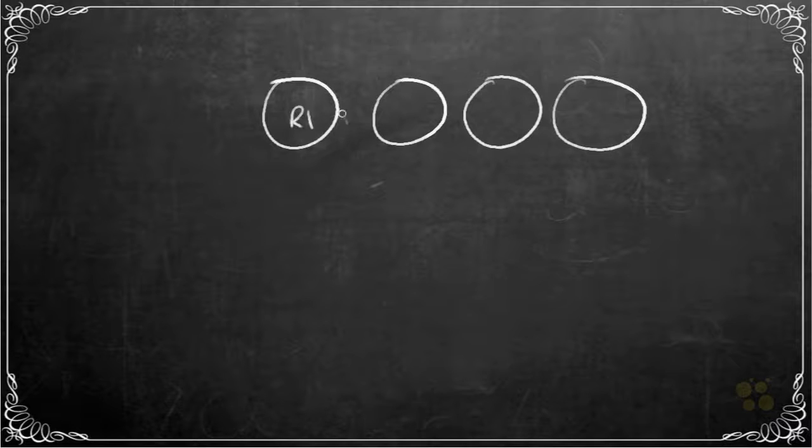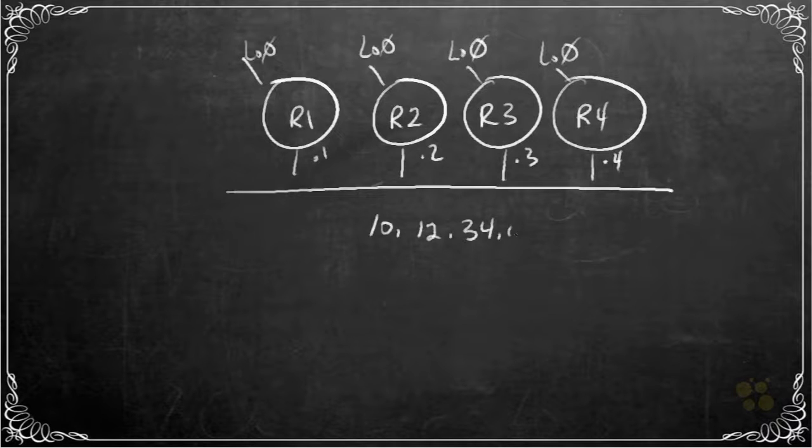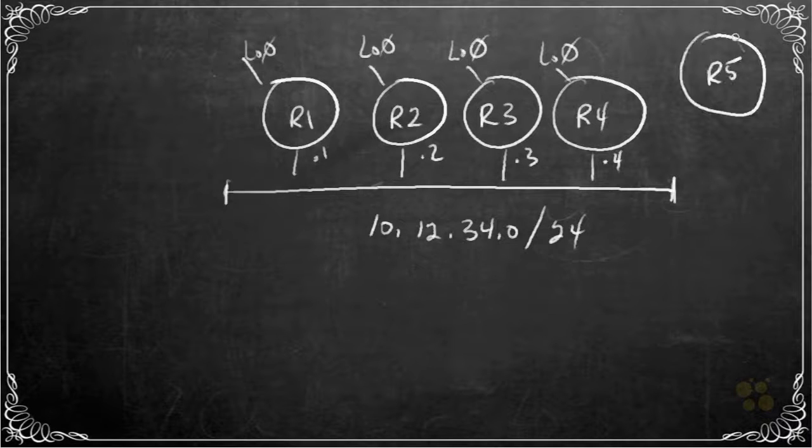And we're going to leverage this topology again. So we have R1, R2, R3, and R4. They're all connected to the same Ethernet network of 10.12.34. The last octet is their respective router numbers, like .1, .2, .3, .4. And they all have a loopback that matches their router numbers. So R4's loopback would be 4.4.4.4.